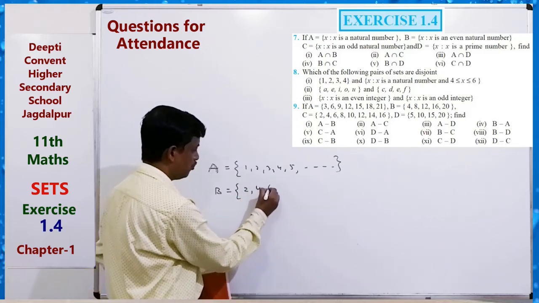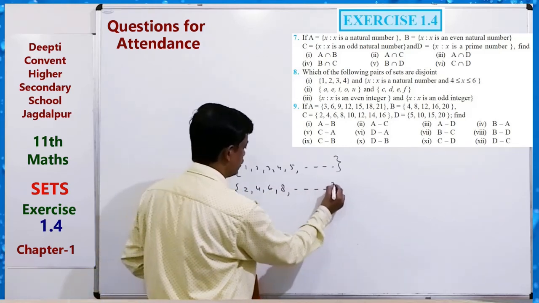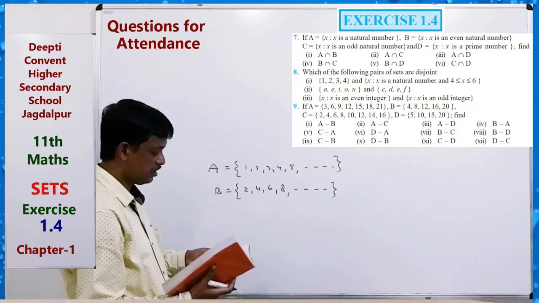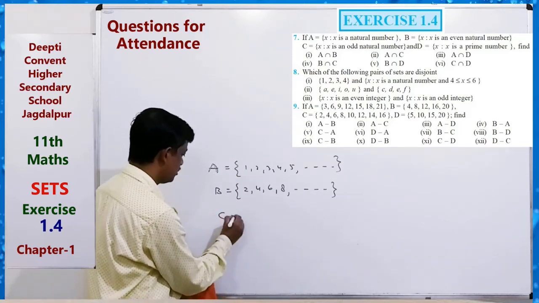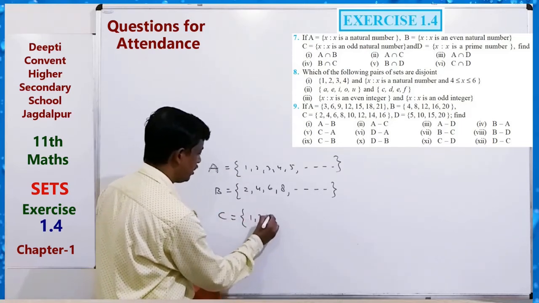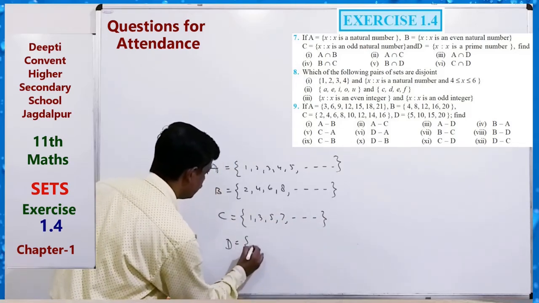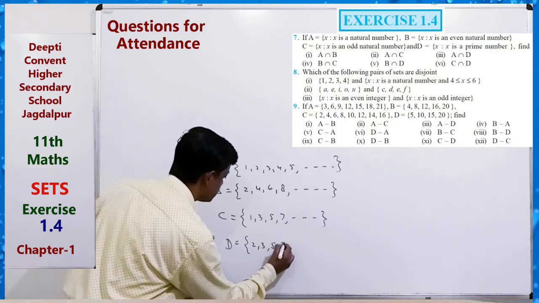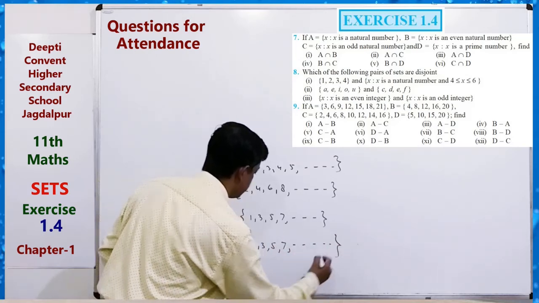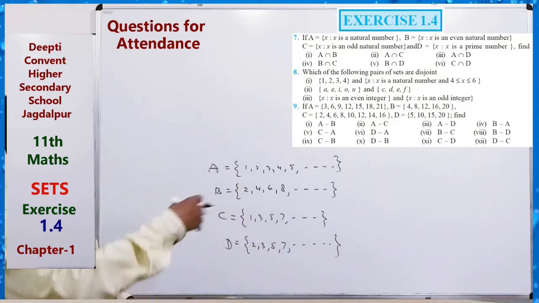Even natural numbers: 2, 4, 6, 8. These are the even natural numbers. C is the odd natural numbers: 1, 3, 5, 7 and so on. And D is the prime numbers: 2, 3, 5, 7 and so on.